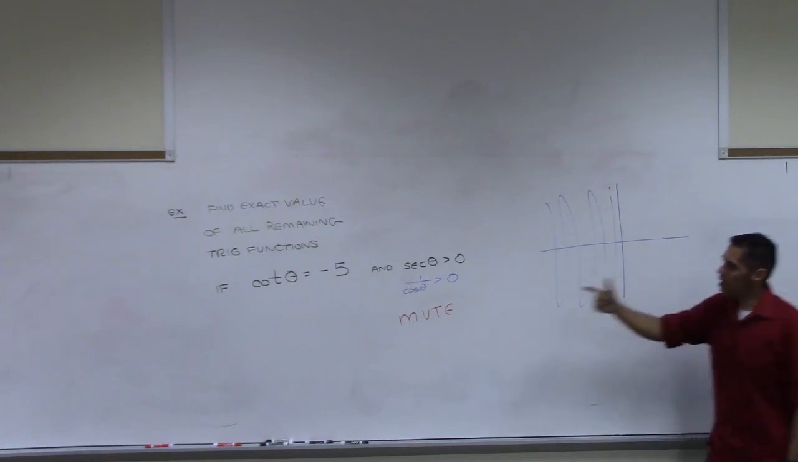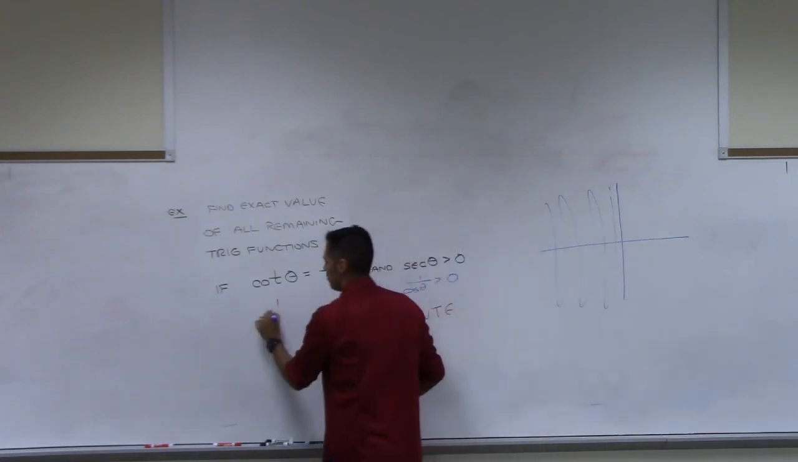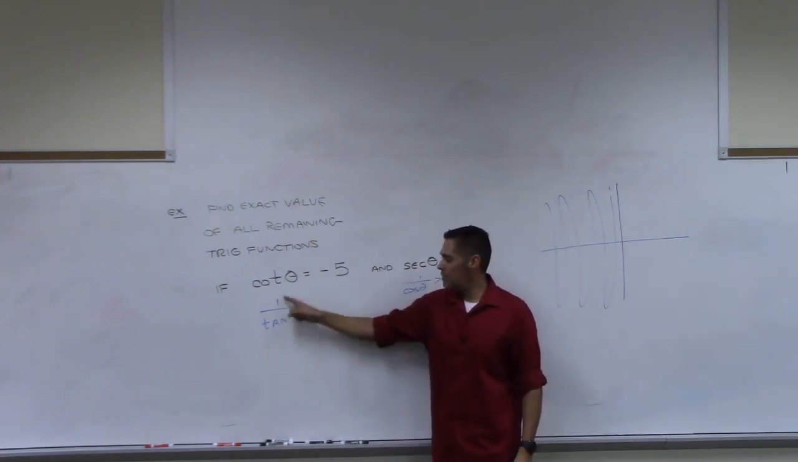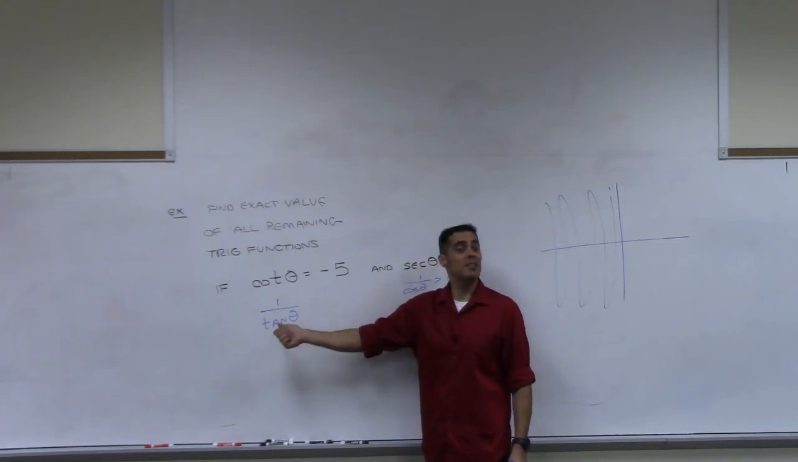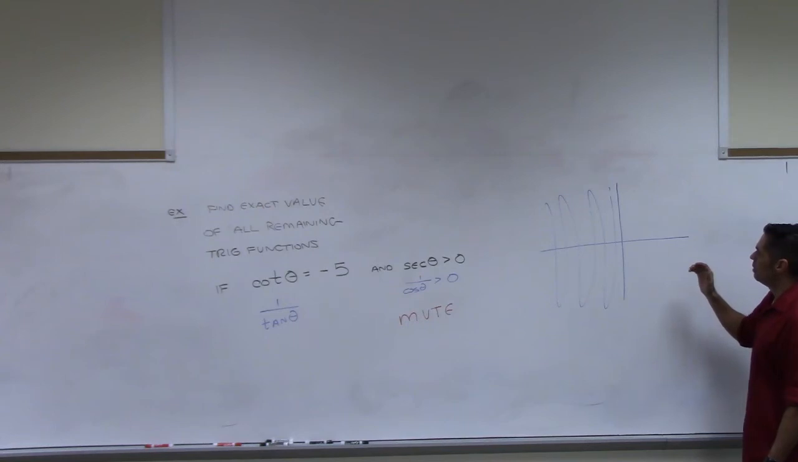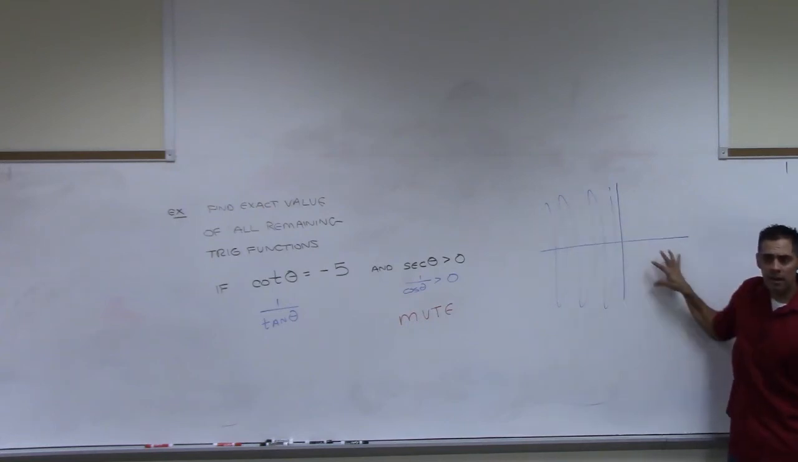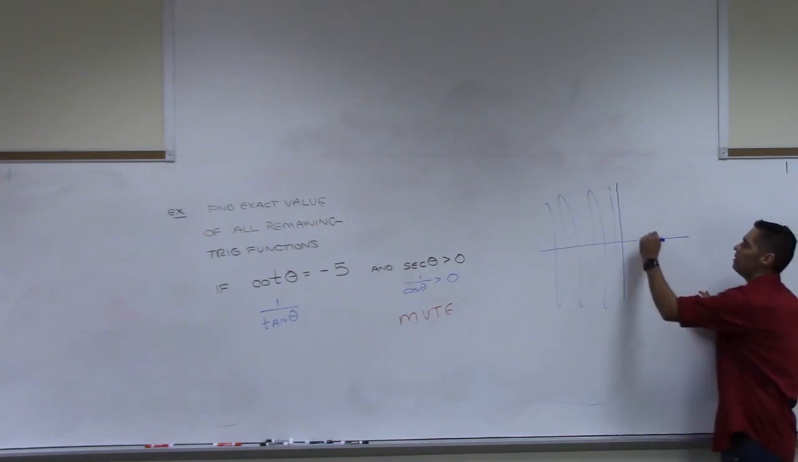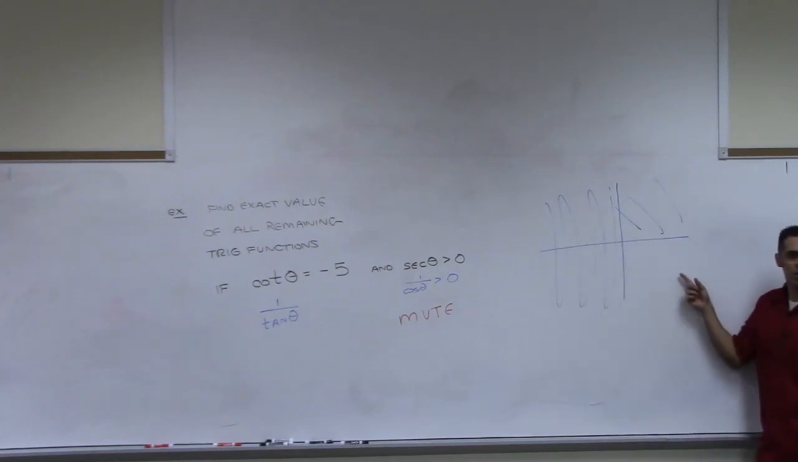Then, this right here, cotangent, is the same as 1 over tangent. Right? And that's negative. So that means that the bottom would have to be negative. So this is saying tangent is negative. Which quadrants is tangent negative in? 2 and 4. Tangent is negative here and here, right? So I have to be here. I can eliminate this quadrant. So I have to be in this quadrant. Is everyone all right with that?